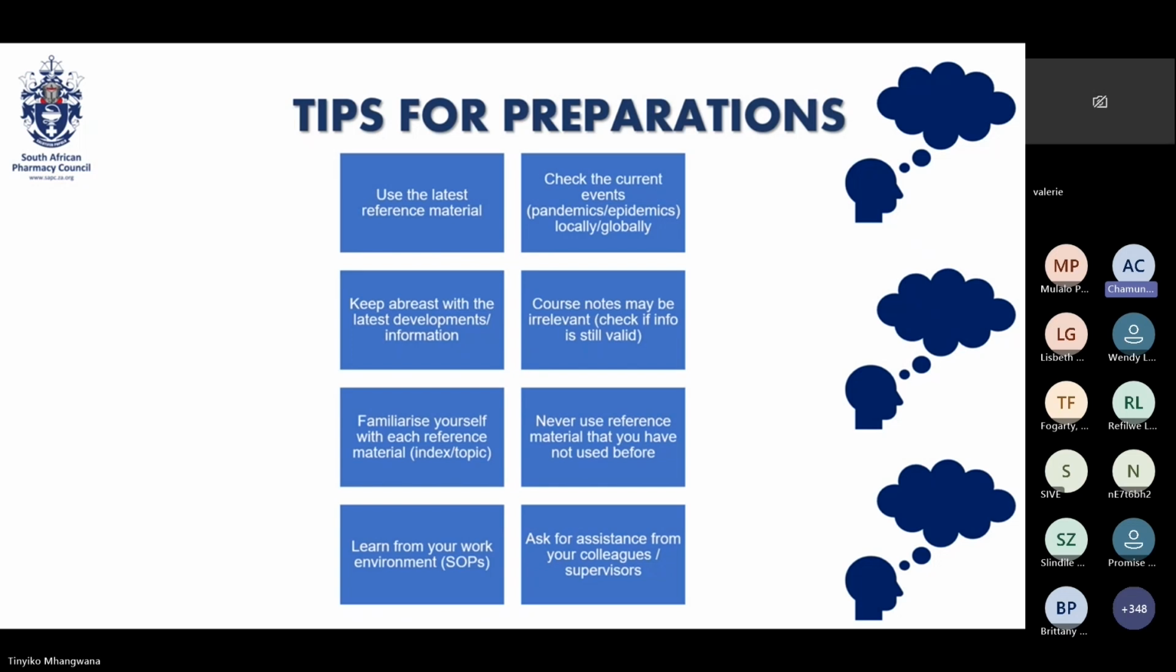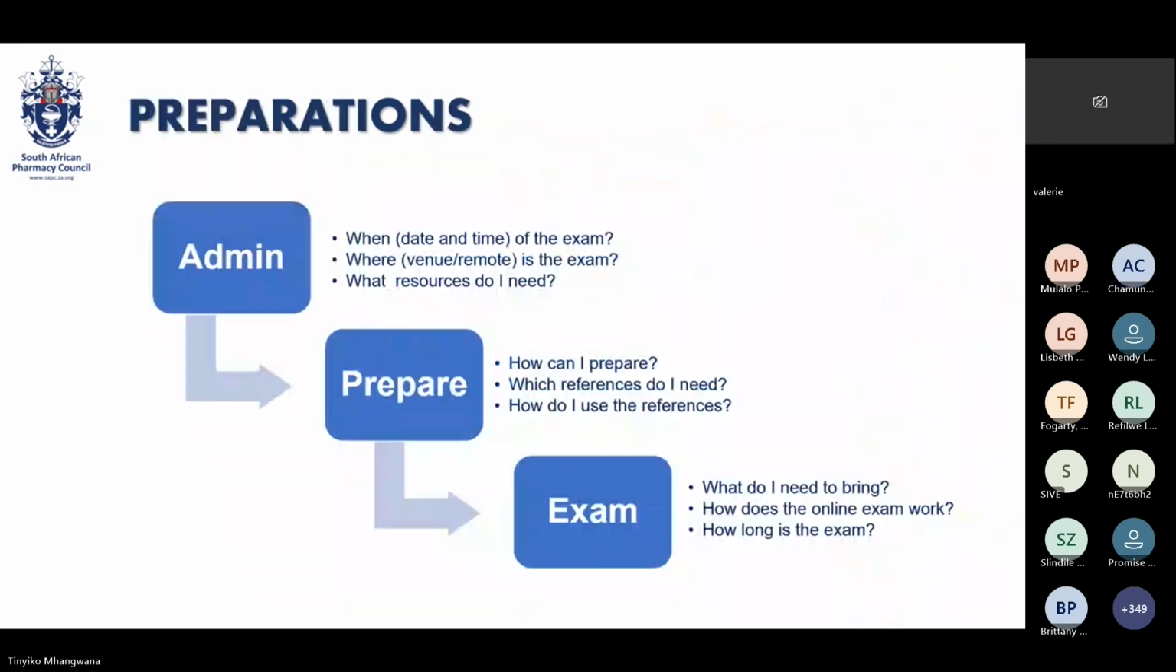Remember, if it's a reference that you have used before, you are able to access the information much quicker. It will prevent you from panicking. And always ask for assistance from your colleagues and supervisors. All right.